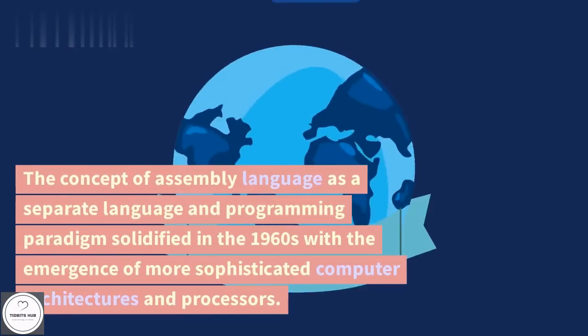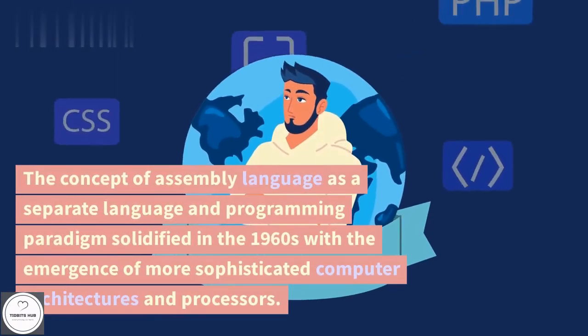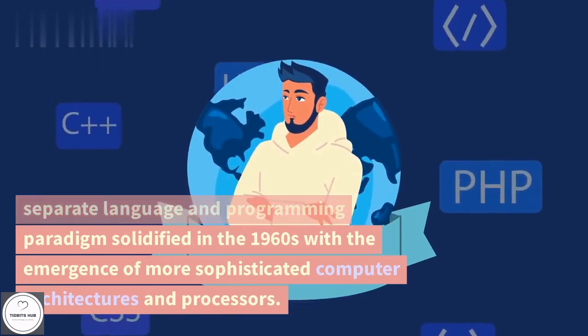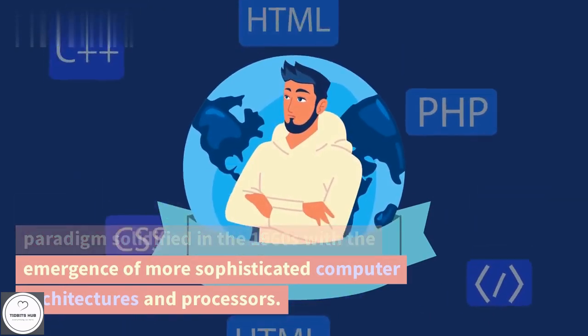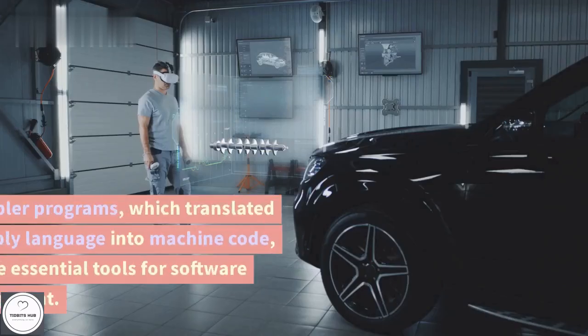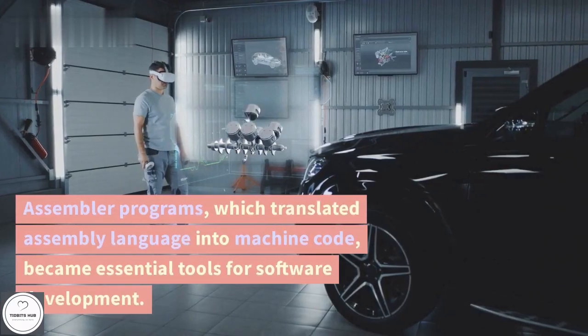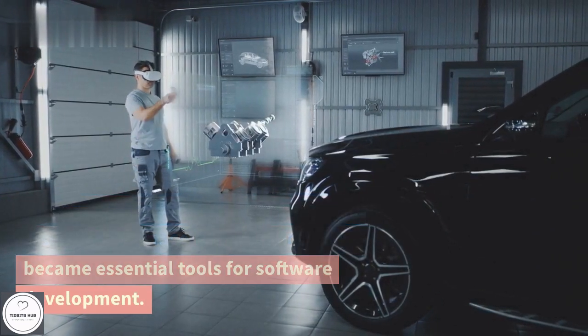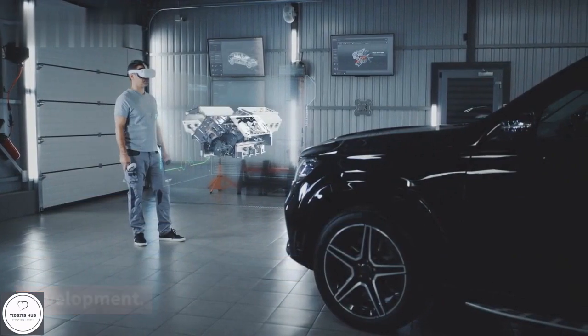The concept of assembly language as a separate language and programming paradigm solidified in the 1960s with the emergence of more sophisticated computer architectures and processors. Assembler programs, which translated assembly language into machine code, became essential tools for software development.